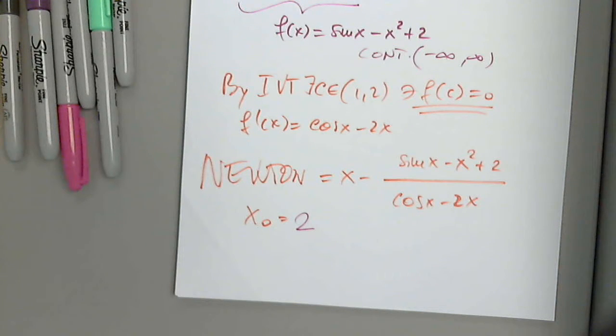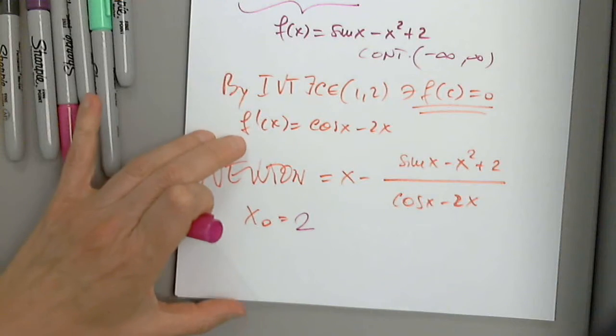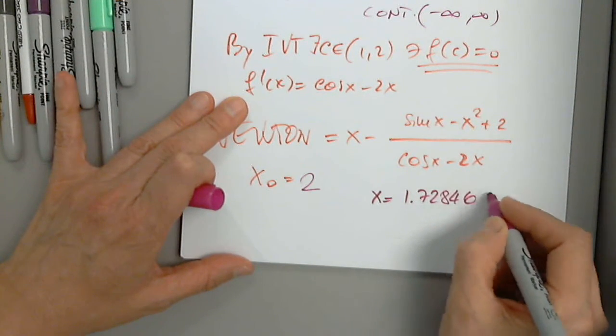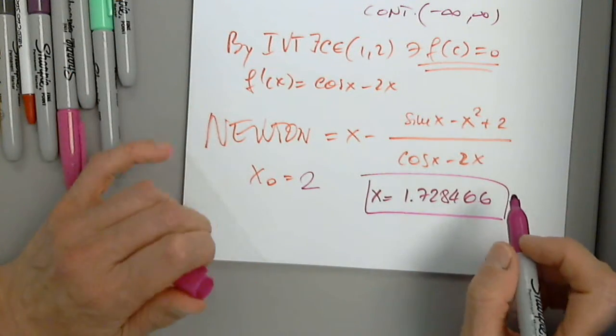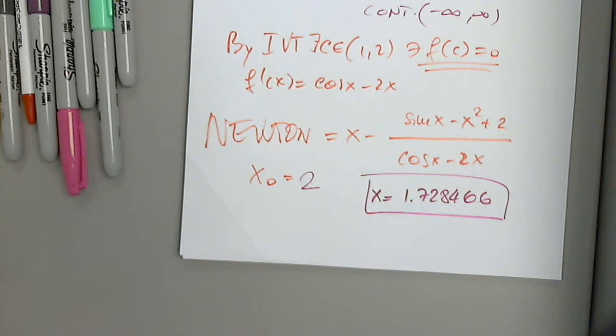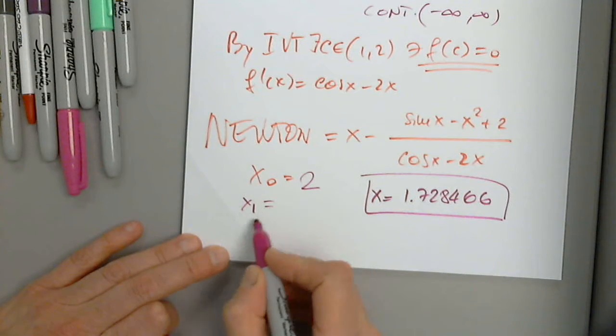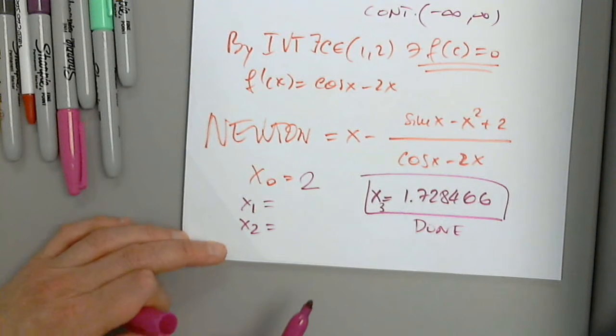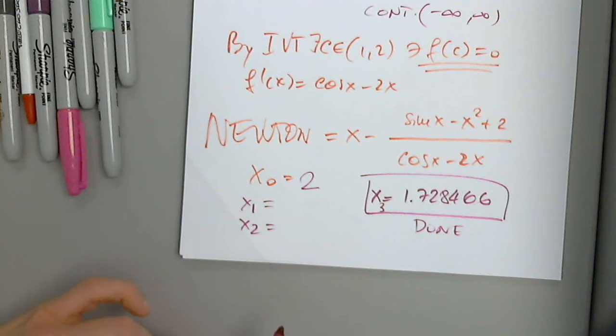So is that the final answer? That's 6 decimal places, 1.728466. Yes. There may be more than one solution. I don't care. I only want you to determine one. 1.728466. But remember, you have to list the iterations that you get, not just the last number. So you do have to list x1, x2, and say this is my x3 and it's done, depending on how many decimal digits we agree upon.